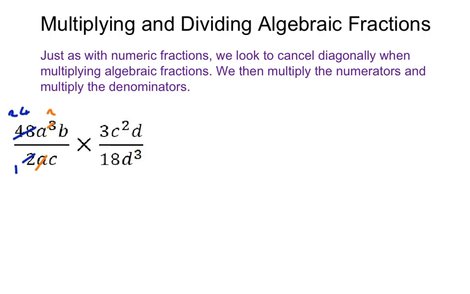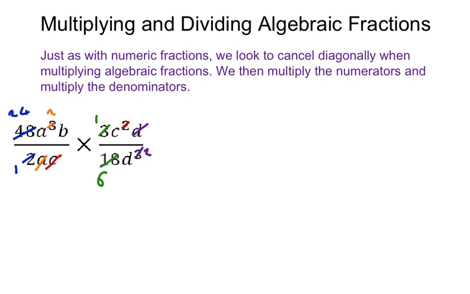We have a 3 on the top, and that's going to cancel with the 18 to leave 1 on the top and 6 on the bottom. We have a C on the bottom and a C squared on the top, so that squared is going to disappear, so we're left with just 1C. And we have a D on the top and a D cubed on the bottom, so that becomes D squared.